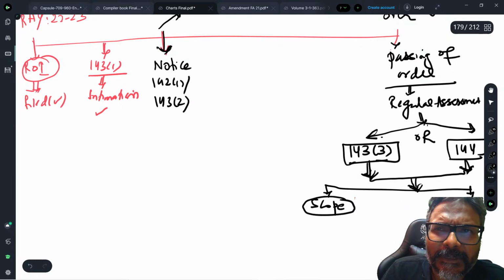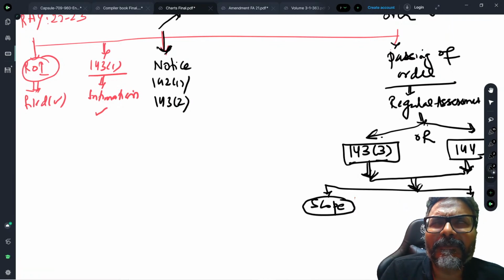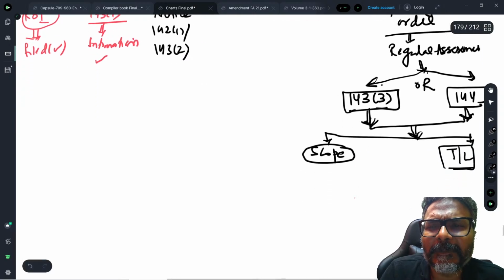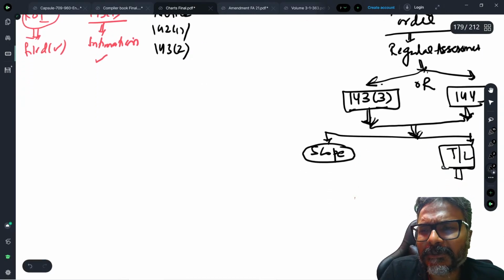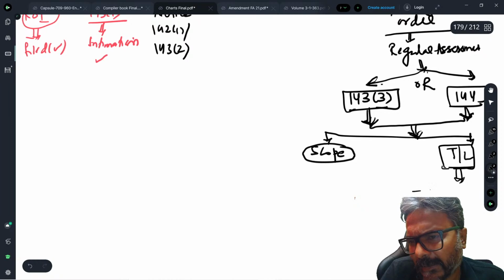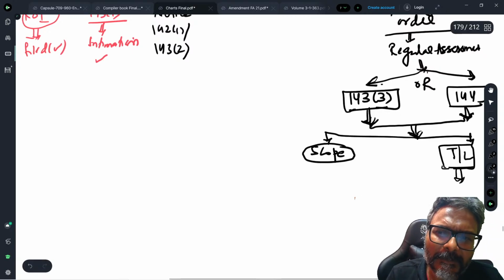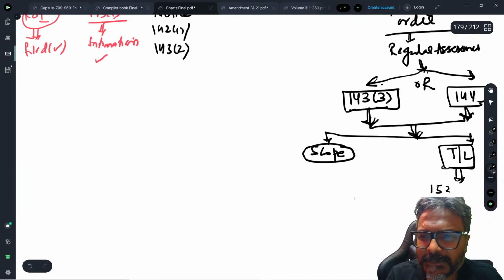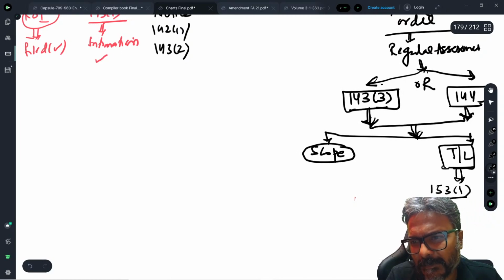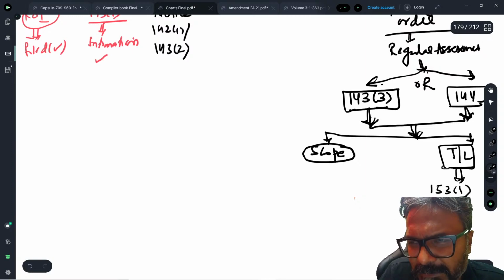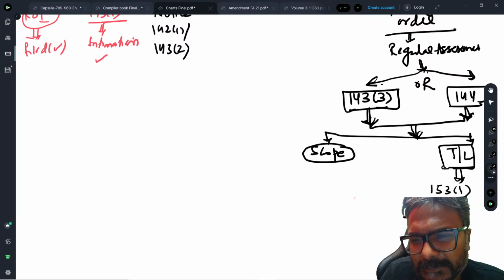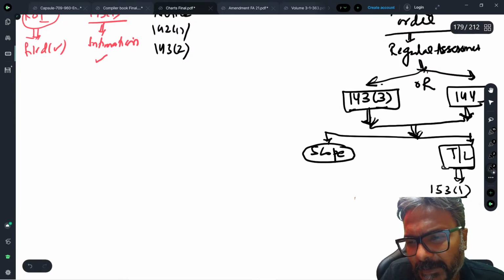So for the regular assessment order under 143 or 144, what is the time limit to pass the order, students? Now be very careful. The time limit to pass the order is 9 months from the end of the relevant AY. This time limit is given to you under section 153(1).